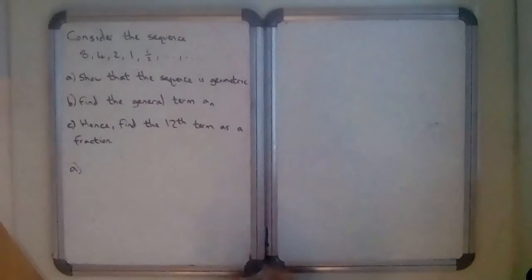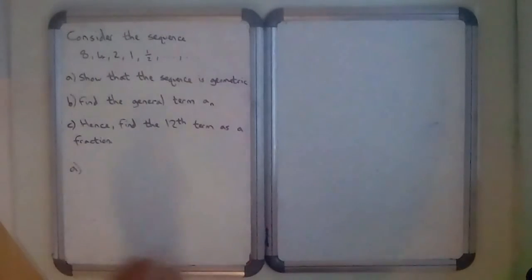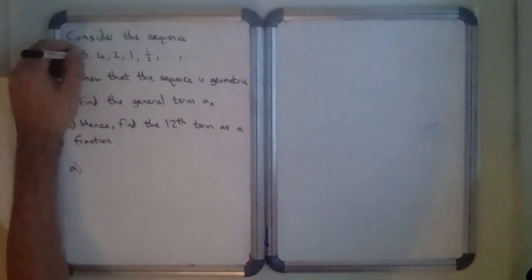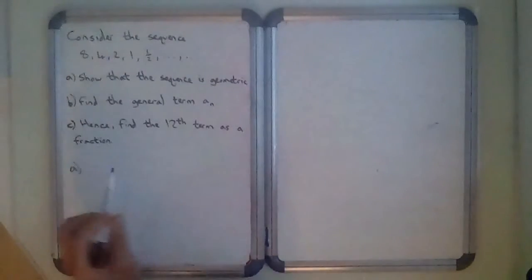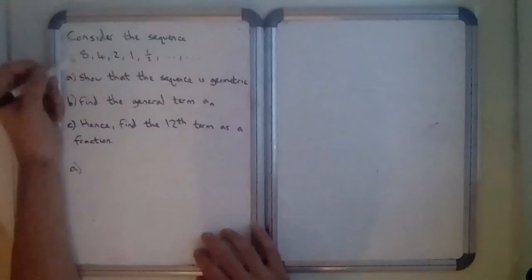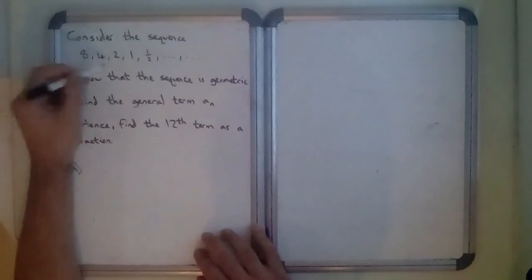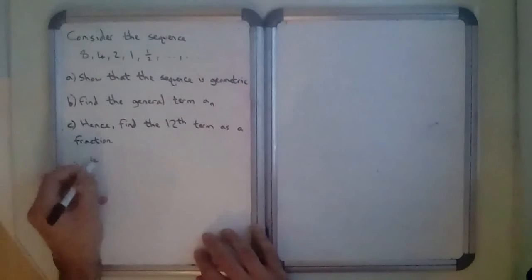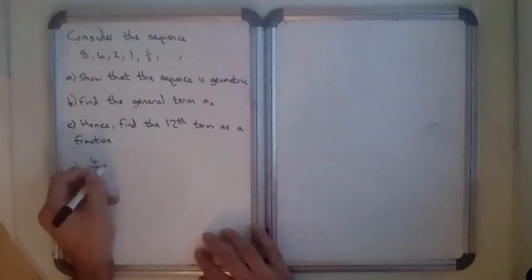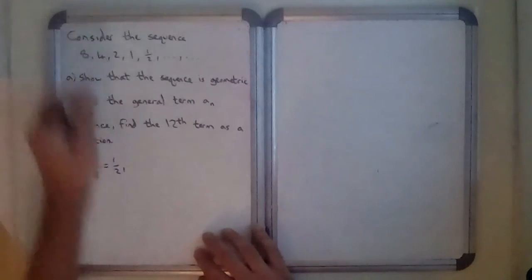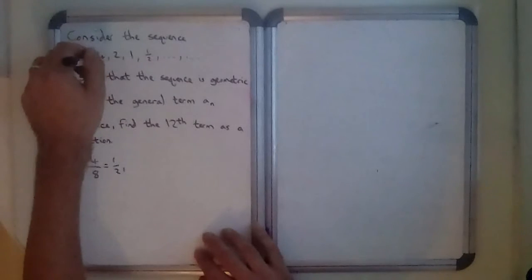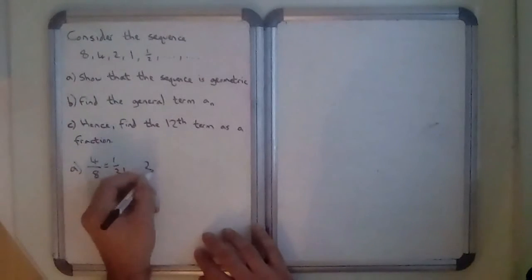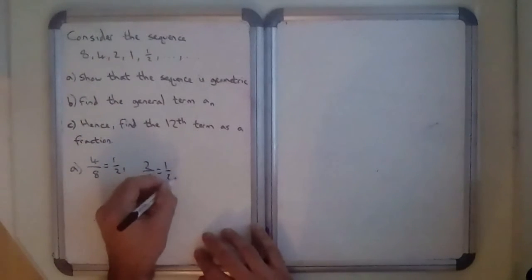Now, a geometric sequence is defined as something with a constant common ratio, e.g. the number you times a term by to get to the next term is always constant. So the way you show this is to take a term and divide it by the term previous. So 4 divided by 8 equals a half. That's A2 over A1. If I do the same with A3 and A2, 2 divided by 4 also equals a half.